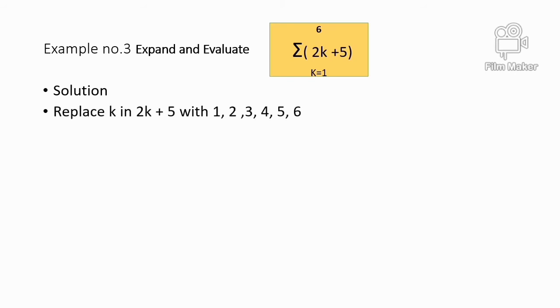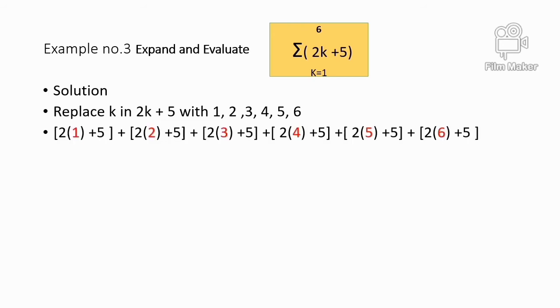Example number 3. Expand and evaluate. The given is the summation of 2k plus 5, where k is equal to 1 and n is 6. So what will be the solution? Replace k in 2k plus 5 with 1, 2, 3, 4, 5, 6. So we will start: 2 times 1 plus 5 plus 2 times 2 plus 5 plus 2 times 3 plus 5 plus 2 times 4 plus 5 plus 2 times 5 plus 5 plus 2 times 6 plus 5. So we will get 7, 9, 11, 13, 15, and 17, a total of 72.